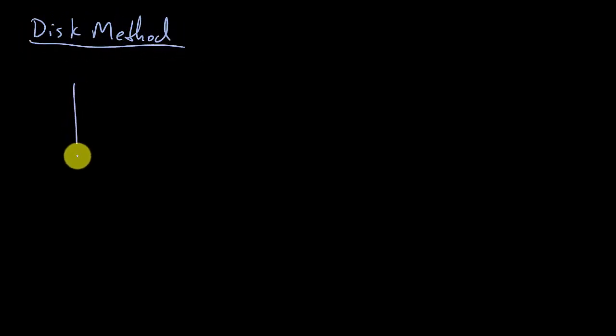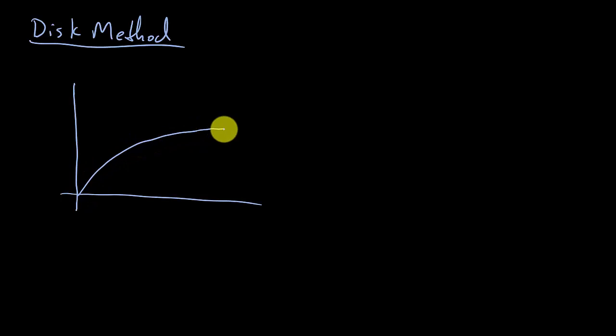All right, so first let's look at the disc method. Basically what we've got here is a function. Let's call this function big R of x. You could call it f of x, g of x, whatever you wanted to call it. It doesn't matter. Let's say that we're going to rotate this about the x-axis, and we're going to find the volume of the solid that it generates.